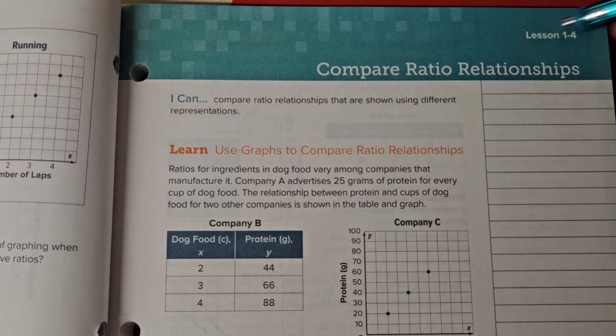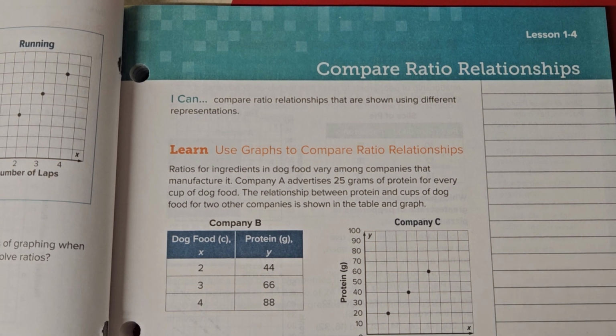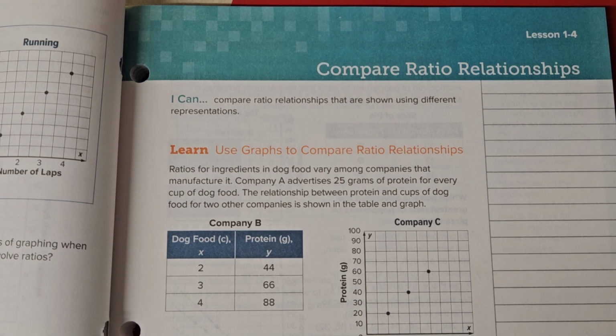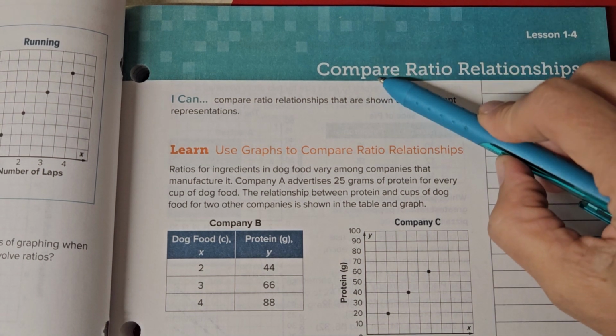Good morning. Lesson 1-4, compare ratio relationships. So now we have been making ratio relationships. We have been writing equivalent ratio relationships. We learned to graph ratio relationships. And now we're going to compare.